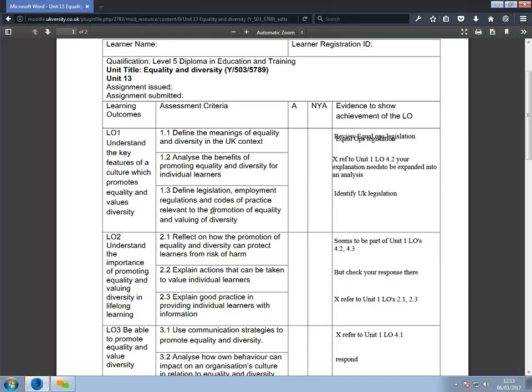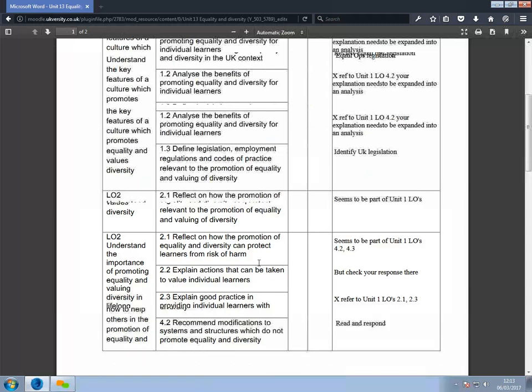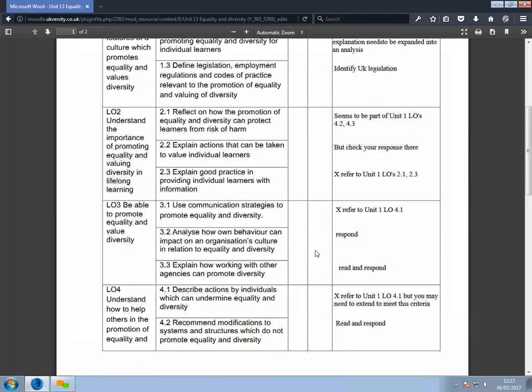Define employment regulations and codes of practice relevant to the promotion of equality and valuing diversity. Identify the UK legislation. We'll scroll through it. Again, it's define, so it's just listing what it is. Reflect on how the promotion of equality and diversity can protect from risk or harm. This seems to be part of Unit 1, LOs 4.2 and 4.3. Check your response there, like I said. There may be some differences forcing you to put some extra work in to cover exactly what it's saying here.